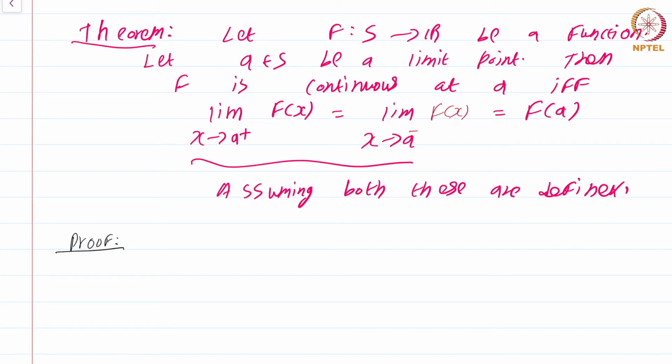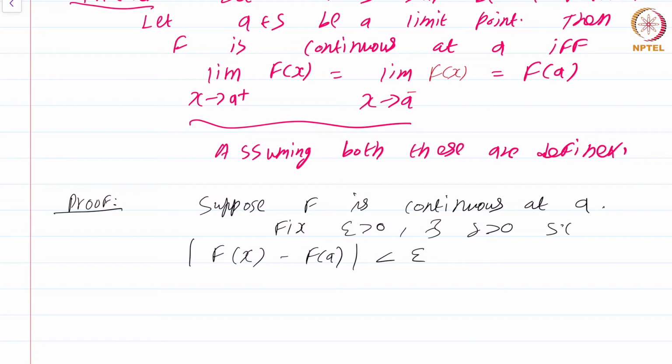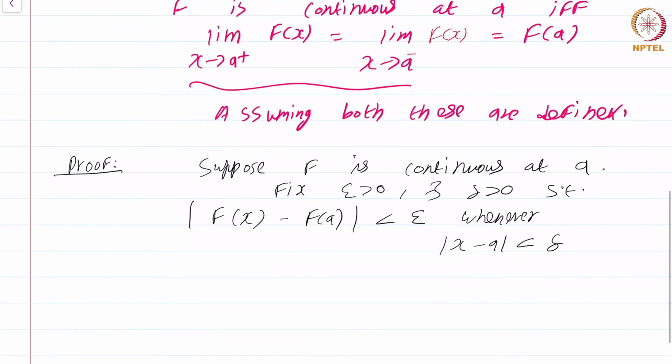Okay. Suppose f is continuous at A. Then what this says is, fix epsilon greater than 0. Then this just says mod f of x minus f of a is less than epsilon, there exists delta greater than 0, such that whenever mod x minus a is less than delta, and x is in S.